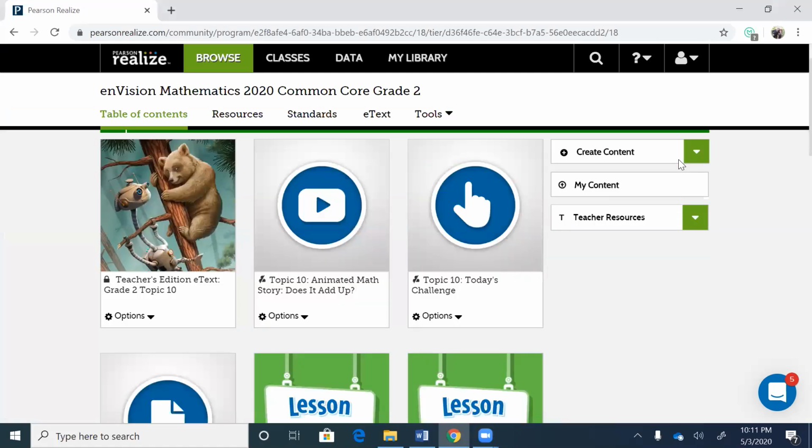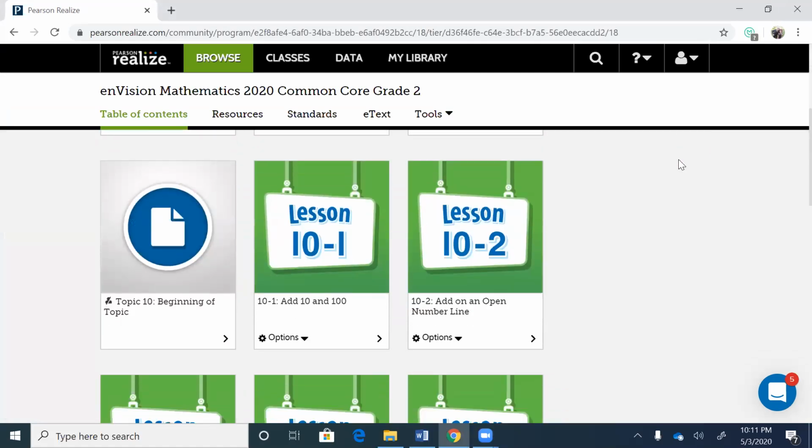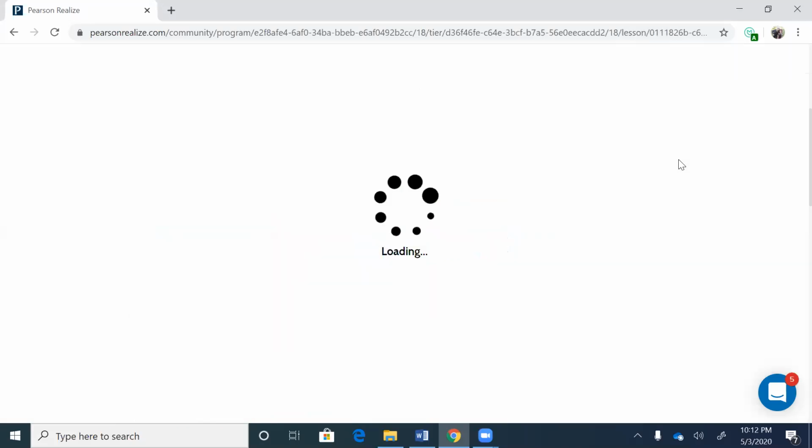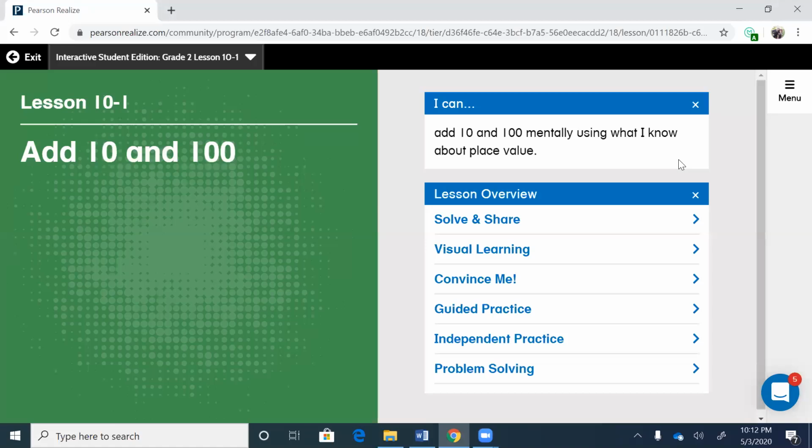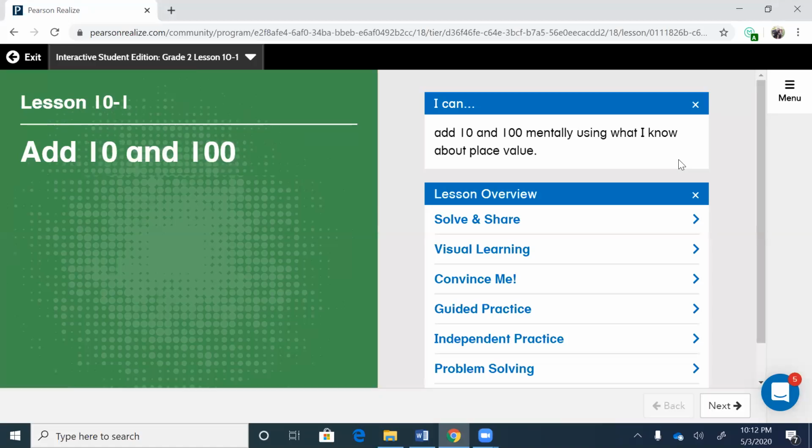All right. Now we're going to get started into the lesson. So we will start with 10-1. Today's learning target: I can add 10 and 100 mentally using what I know about place value. This is going to be using mental math, so that means in our minds we have to add it. We're not going to be adding it by writing the numbers down in a traditional addition sentence.